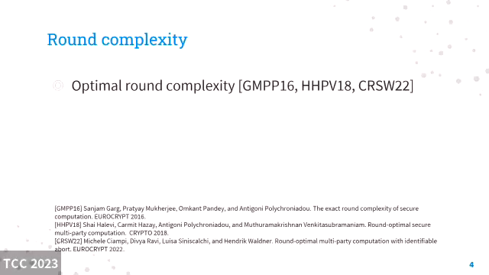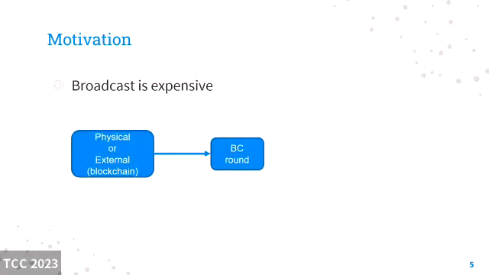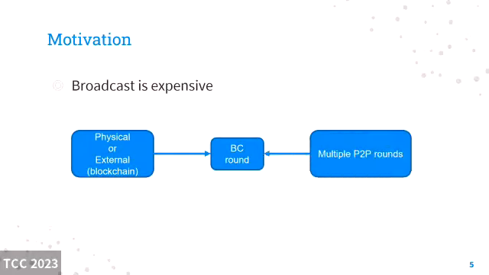The existing work shows that the optimal round complexity in this specific setting is 4 rounds. Namely, if you have 4 rounds, you can compute any efficiently computable function. However, for this setting, we require all 4 rounds over a broadcast channel, and it is known that broadcast is really expensive. In order to achieve 1 round of broadcast, you can either rely on physical or external infrastructure like blockchain, or you can run a broadcast protocol using lots of peer-to-peer rounds.